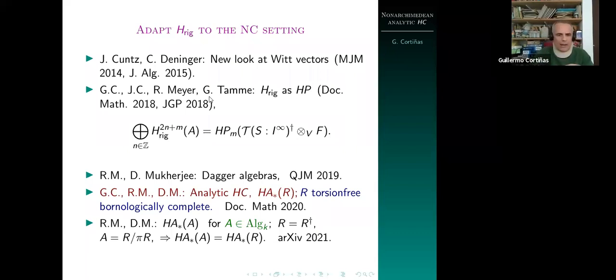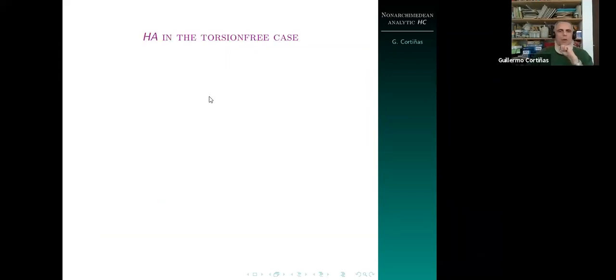Yeah, and so I highlighted in red and blue the paper on the torsion-free case, because that's what I'm going to talk about next. So I will concentrate on that. I will not say anything about the paper by Ralph, and maybe Ralph will mention it in his talk. Okay, so analytic cyclic homology in the torsion-free case.